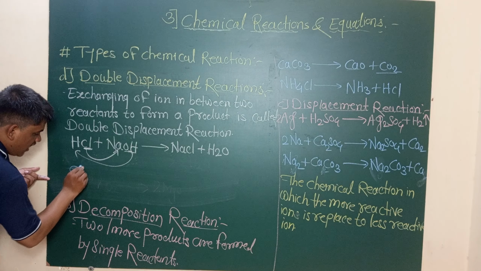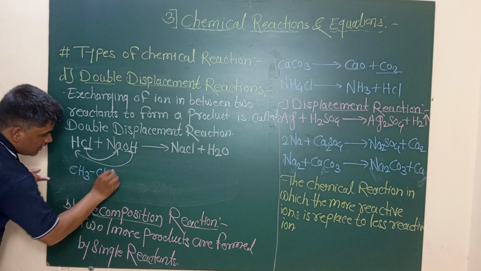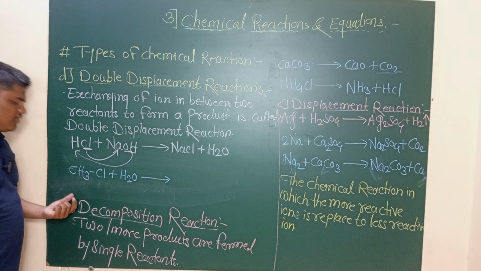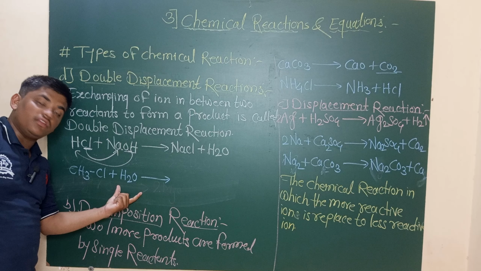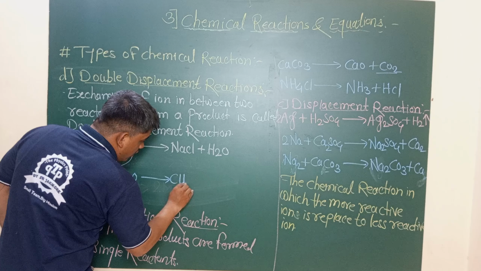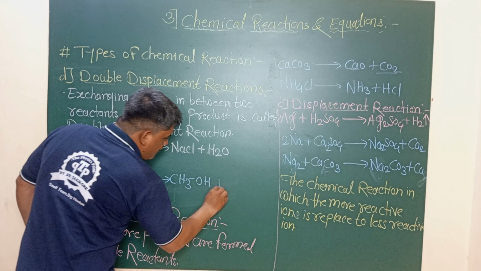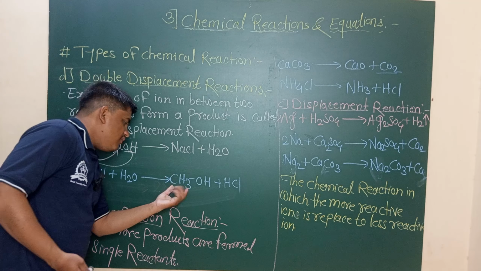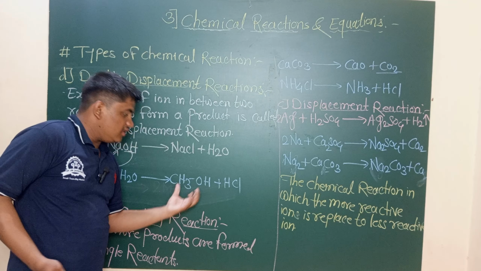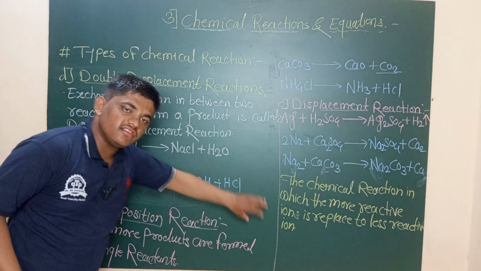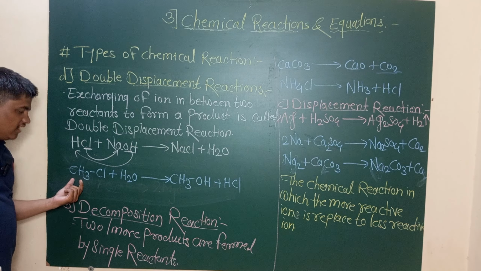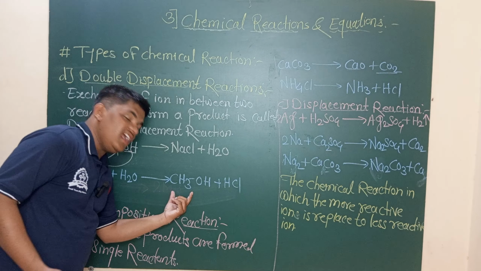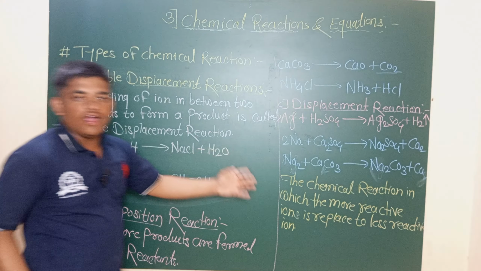Again, when methyl chloride reacts with water, for example, this is not an impossible reaction, it gives methyl alcohol, CH3OH, plus HCl, hydrochloric acid. Or when ethyl hydroxide, that means ethyl alcohol, reacts with HCl, it gives ethyl chloride and H2O. Or when ethyl chloride reacts with water it gives ethyl hydroxide or ethyl alcohol and hydrochloric acid.